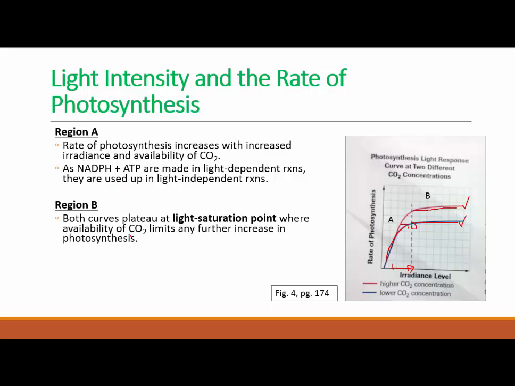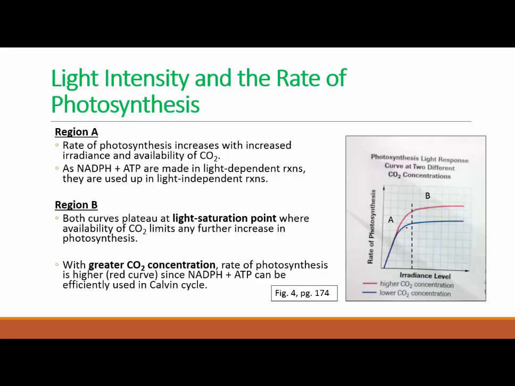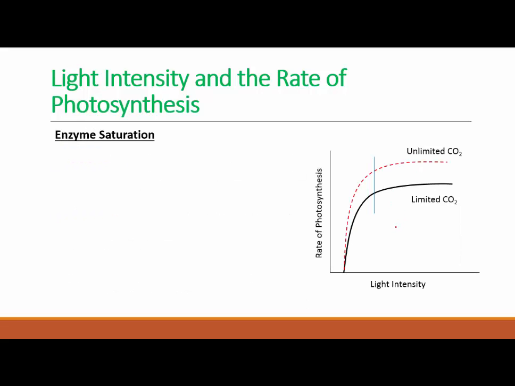In region B, however, both curves plateau at the light saturation point, and that's where the availability of CO2 limits any further increase in photosynthesis. And with greater CO2 concentration, as we see here in the red curve, the rate of photosynthesis is higher because any NADPH and ATP that you produce can be efficiently used. But keep in mind that this is going to level off at some point regardless, and I want to talk about that next.